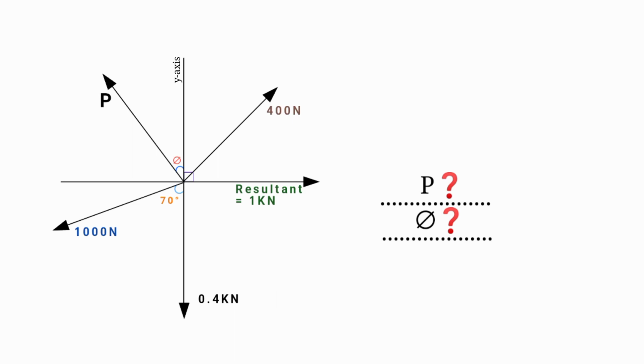Hi, good day viewers. Is it possible to find the magnitude of this force P here, even though the size of this angle here is unknown? Well, let's check it out. We can see at this point here, four concurrent forces of different magnitude and direction are acting on it. And we have the resultant here, which is 1 kilonewton.